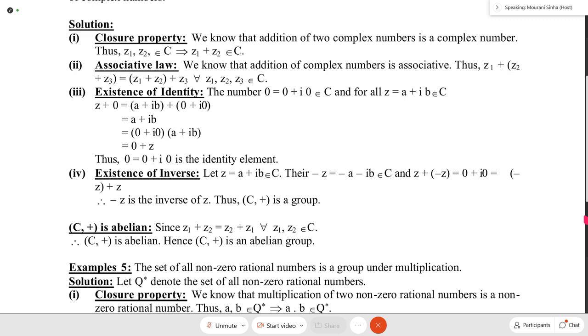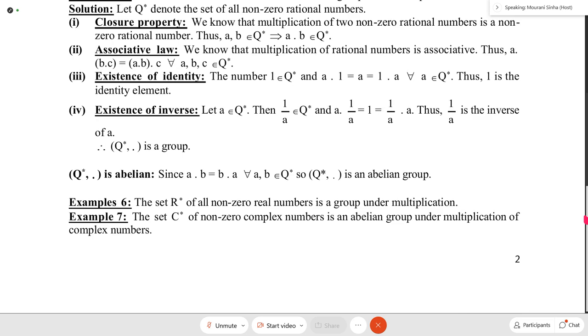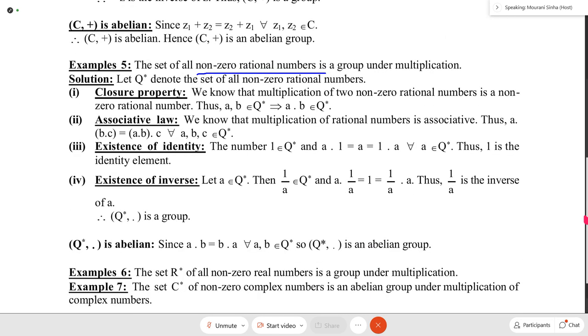It's interesting. Example 5: non-zero rational numbers. Rational numbers but non-zero, that means 0 is not there. And the operation is multiplication. Then they have moved with closure, associative, existence of identity, and inverse.